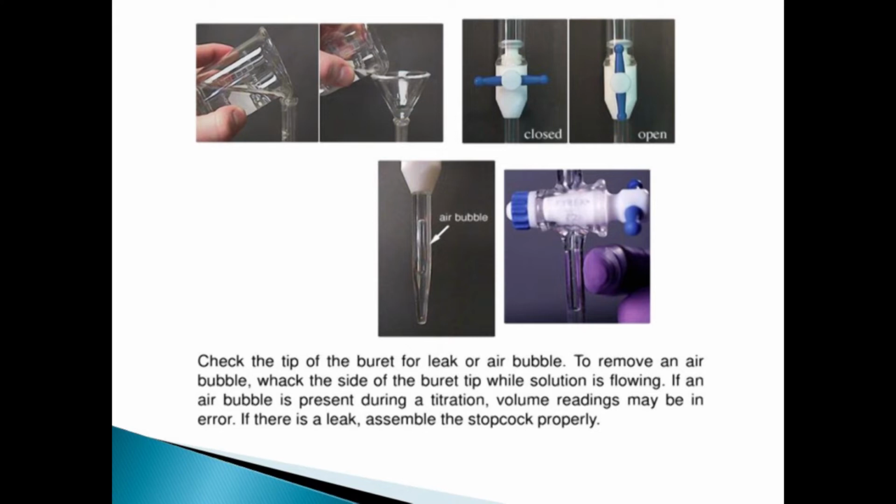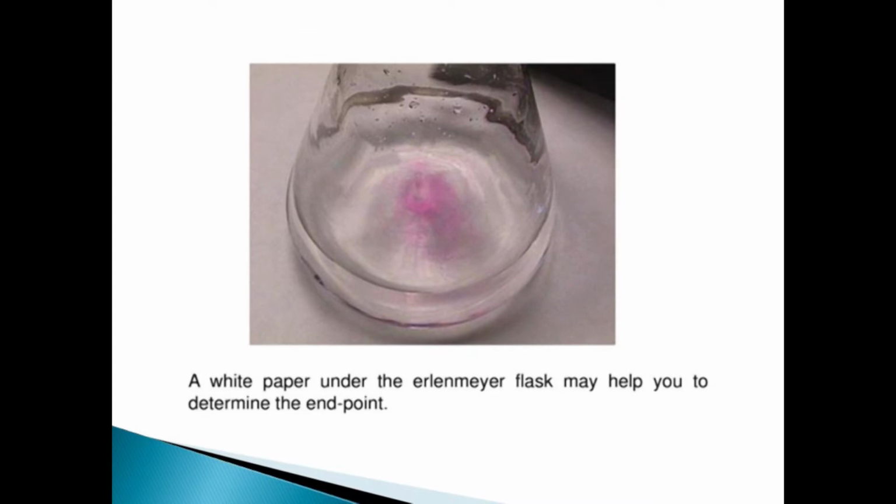There should not be an air bubble. If an air bubble is there, then the volume readings may have some errors, so we should take care of that. And one more important thing is that we need to keep a white paper below the conical flask. Why? Because this may help you to determine the endpoint and the color change clearly.